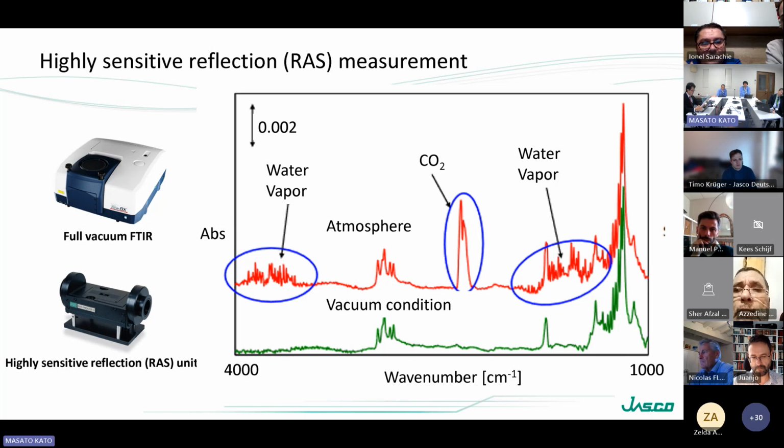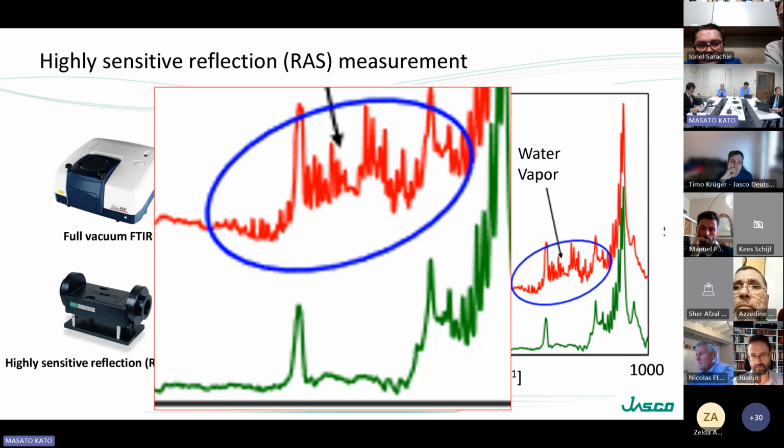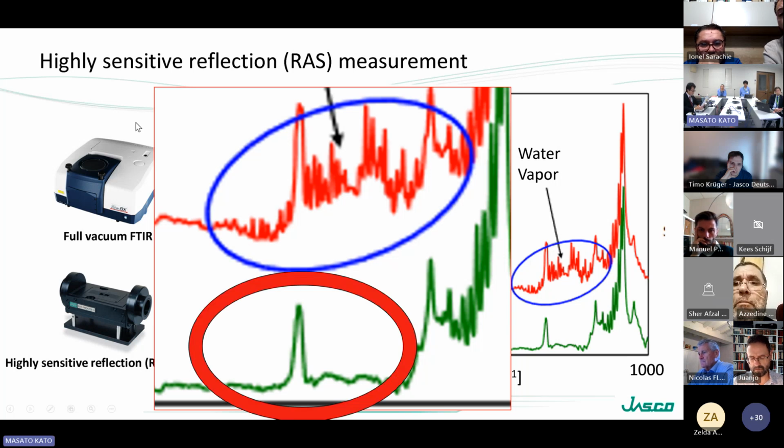High sensitivity refraction measurements. RAS measurements are easy to propose for full vacuum models and their effects are easy to understand. The intensity of the peaks due to the thin film on metal and the peaks due to the atmosphere are almost the same. If the peaks are hidden by the absorption of water vapor, quantitative evaluation is not possible even if the peaks can be seen. Therefore, it is better to measure under vacuum conditions, as the spectra do not contain any information other than that of the sample, making evaluation easier.